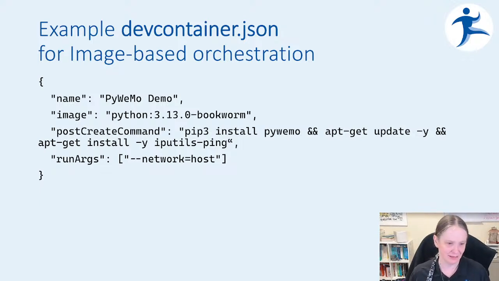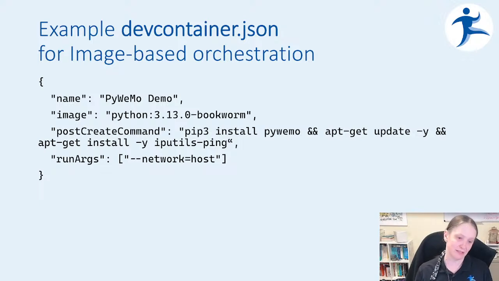So we're using an image Python. Now this is a specific version of Python that is supported. And then you can see that I'm installing the PyWeMo, and then I'm doing an apt-get update to install ping. The reason why I do that is so that I can ping the device on the network to make sure that we're getting a response.